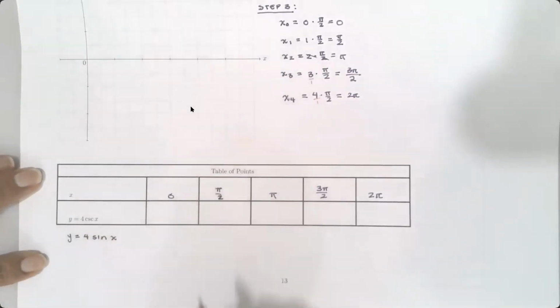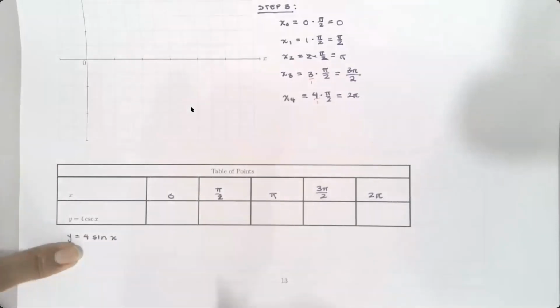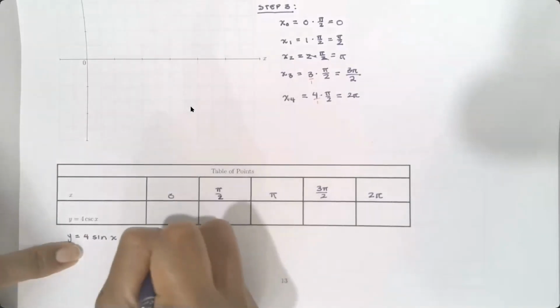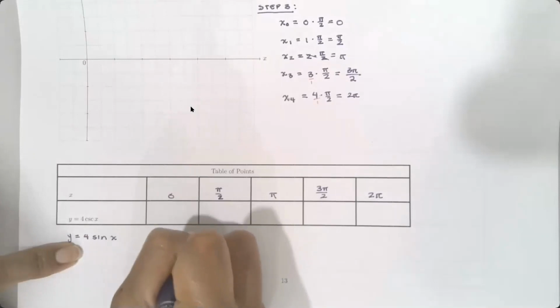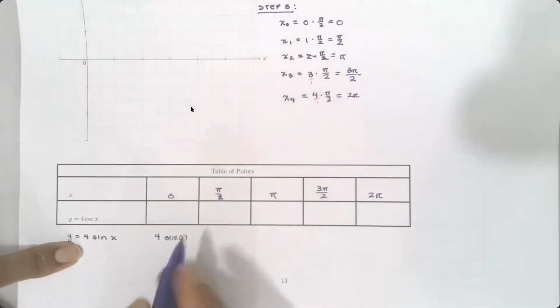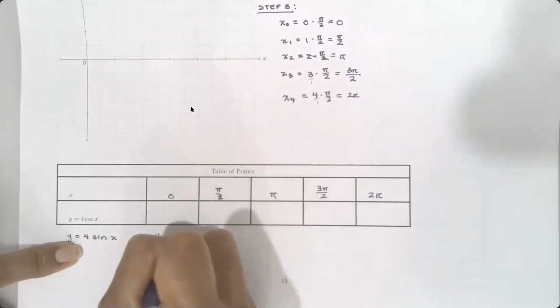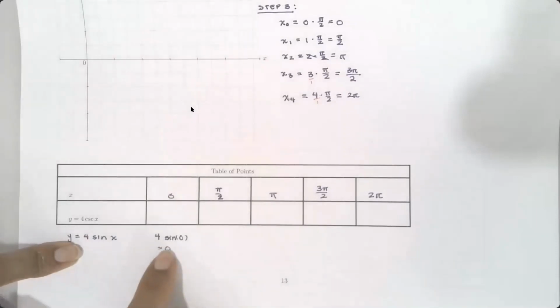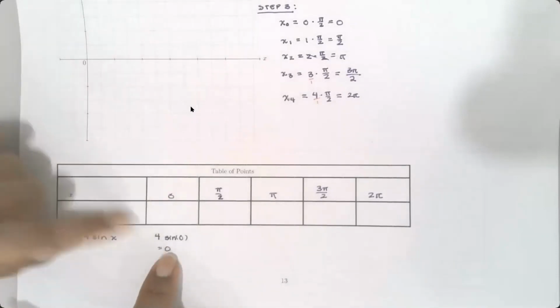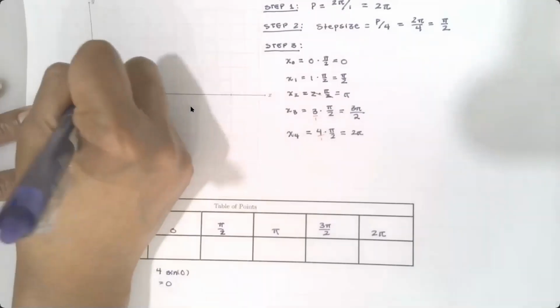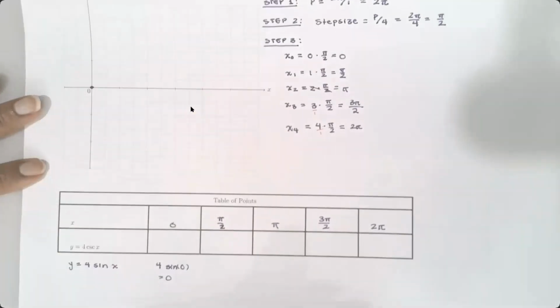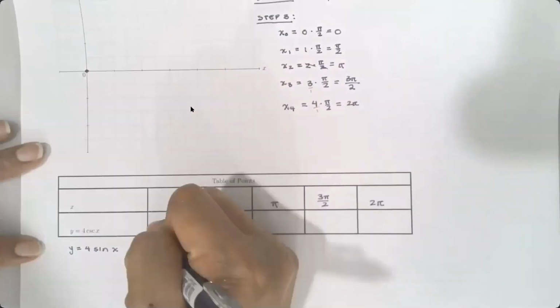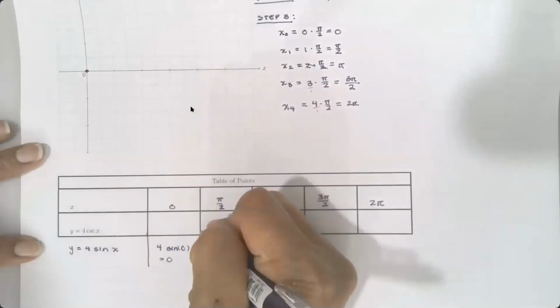So 4 times sine of 0, this is what we would get when we plug in the first x value, 4 times sine of 0. Sine of 0 is 0, so we're just going to get 0 in this case, right? So the first point is x is equal to 0 and y is equal to 0. So that's the point passing through the origin. Then the next one, and I'll go ahead and extend these as well, that way we can separate the work.